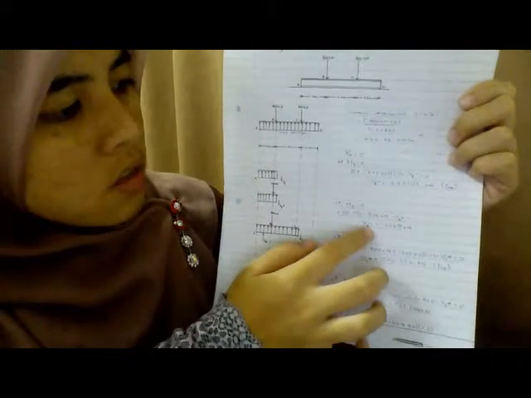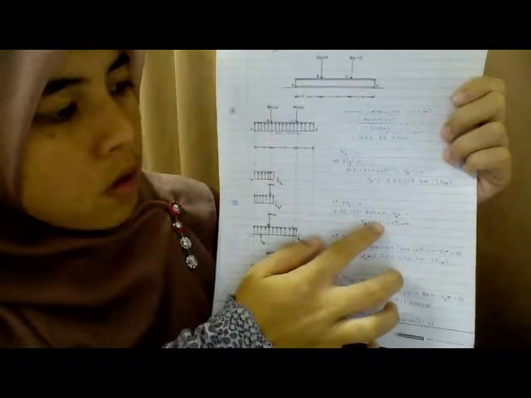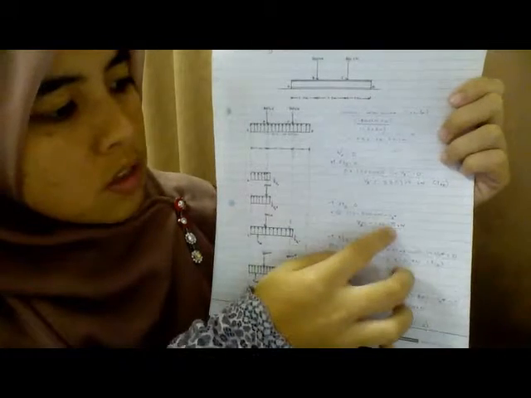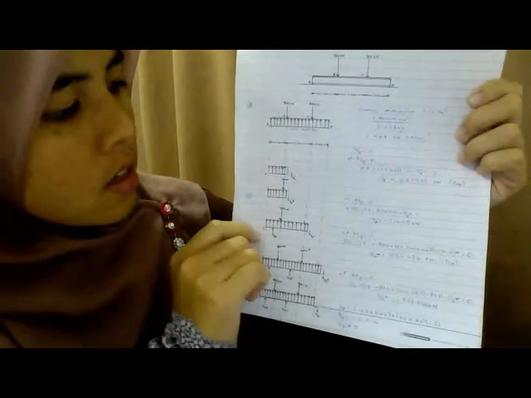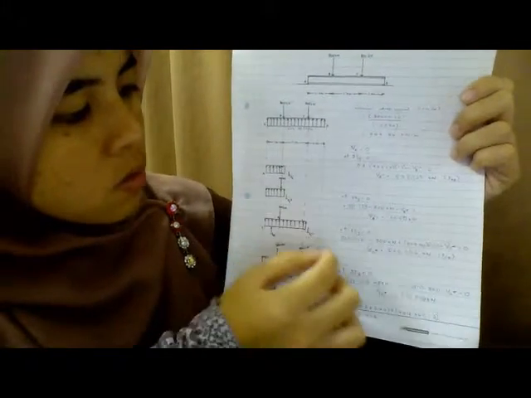So the value of Vv plus is negative 263.672 kilonewton. And the next step is also the same. We use the summation of Fy equal to 0.